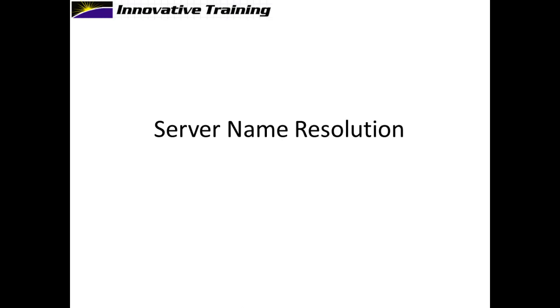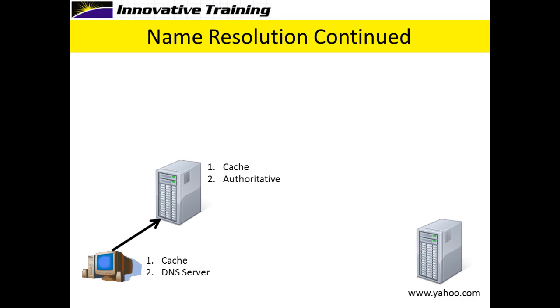In this lecture, we're going to look at DNS server name resolution. So these are the actual processes that the DNS servers go through to resolve names on behalf of the clients. The first couple things the server is going to do is, first it's going to check its cache, and then it's going to look to see if it's authoritative for that DNS domain.